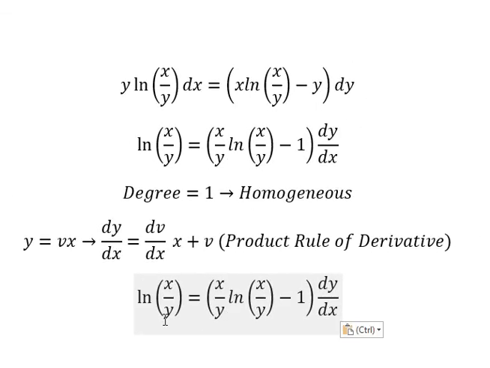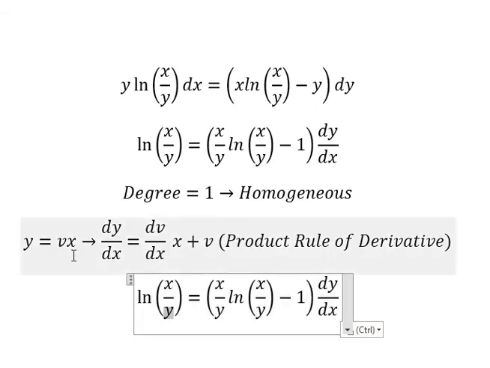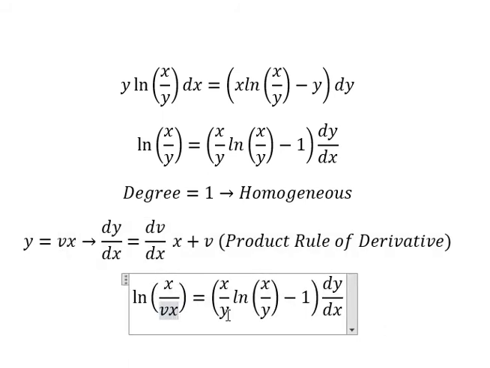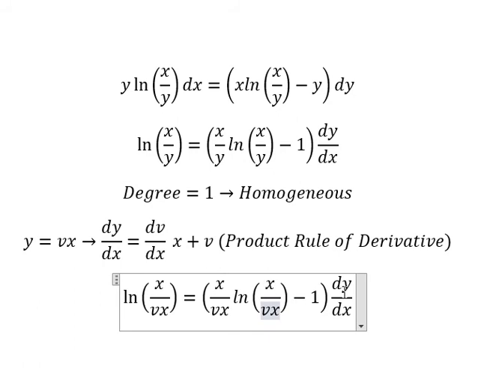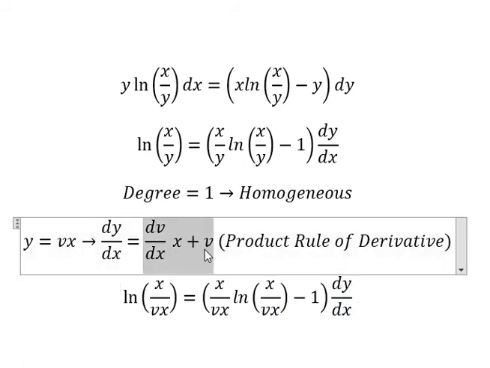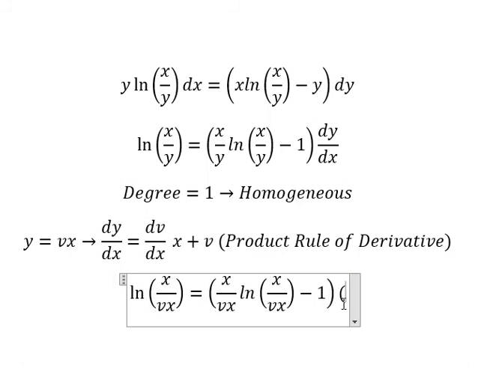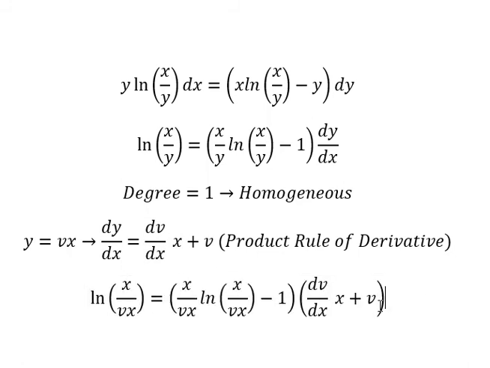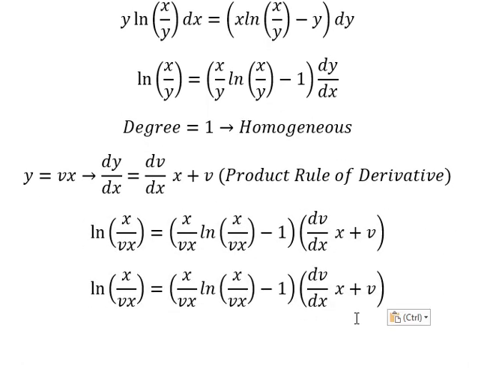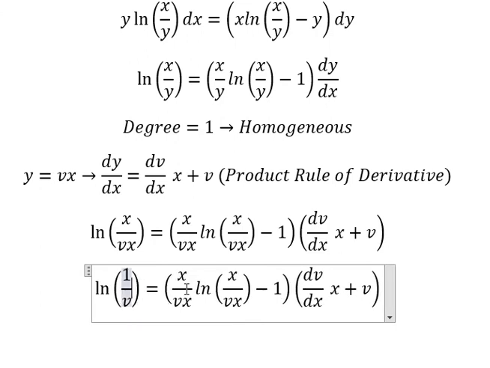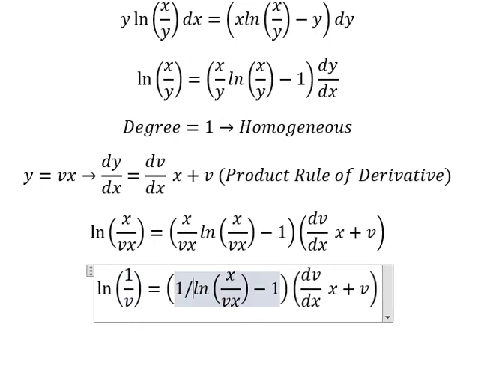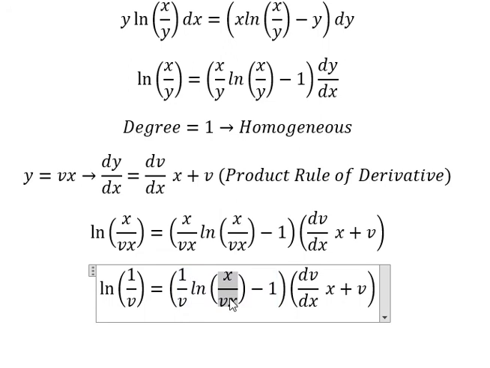So we need to change y into vx. Similar for this one and this one. dy over dx we change by this one. So this one we have 1 over v. This one we have 1 over v. And so on.